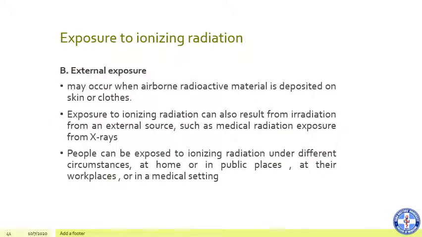External exposure may occur when airborne radioactive materials such as dust, liquid, or aerosols are deposited on the skin or clothes. This type of radioactive material can often be removed from the body by simply washing. Exposure to ionizing radiation can also result from irradiation from an external source, such as medical radiation exposure from X-rays. People can be exposed to ionizing radiation under different circumstances: at home or in public, at work, or in a medical setting as a patient, caregiver, or a volunteer.